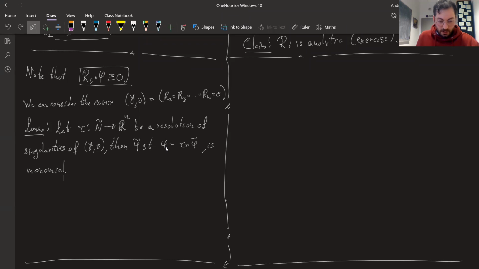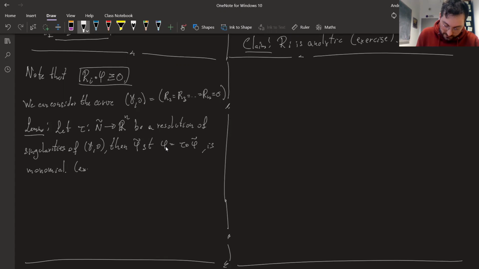Okay. And the proof is also very simple. The proof is very direct. I'm not going to give the details. It's basically once you have the resolution, it means that you have a change of coordinates where the curve is going to become just z2 equals 0, z3 equals 0, zn equals 0, which means that only the first entry, z1, is non-zero. And then you can verify in a simple way that it's a monomorphism.